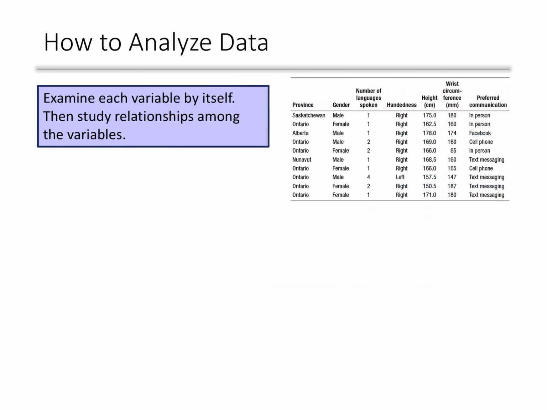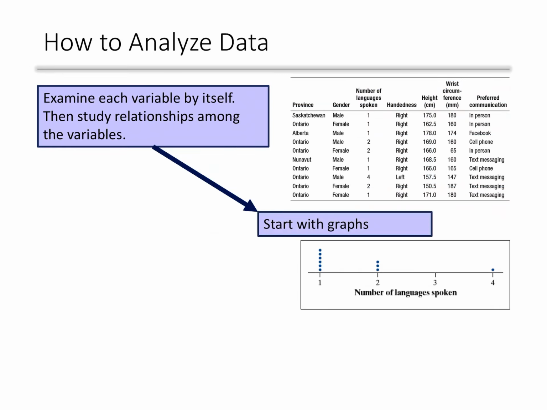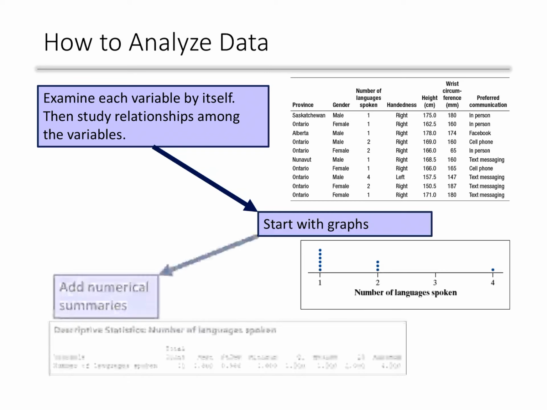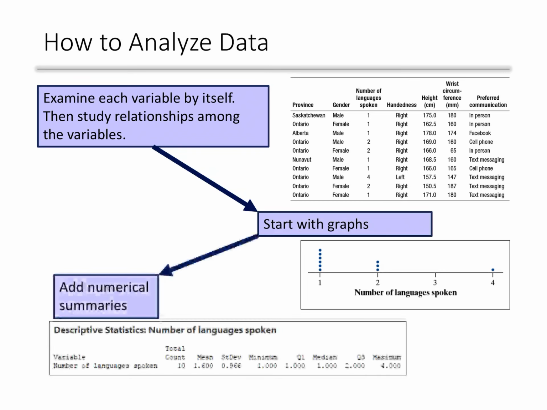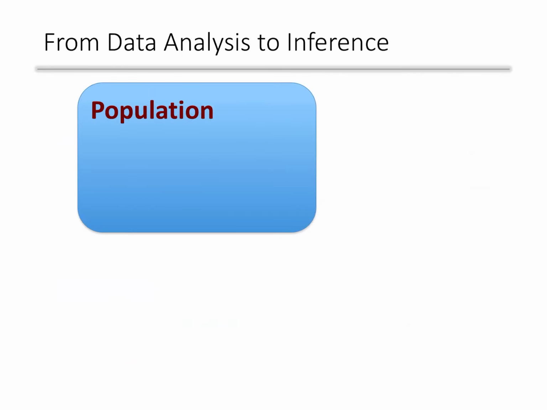One thing you'll be asked to do afterwards is analyze data. We're going to examine each variable by itself and then study relationships among the variables. When we do this, we're going to start with graphs. We would take our numbers, make some type of graph, add some type of numerical summary. This is from a computer, but we're going to learn how to do it on the computer and on a calculator, all sorts of things. And then you would analyze the data from what is given to you. From data analysis to inferences is what this whole class is going to get to. We're going to start very simple with data analysis.